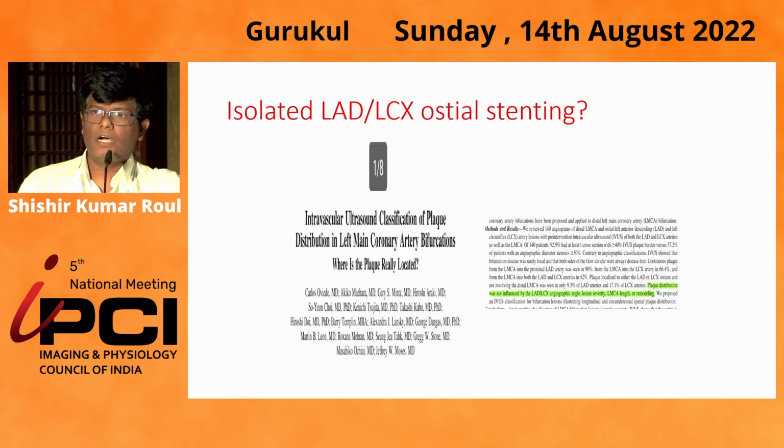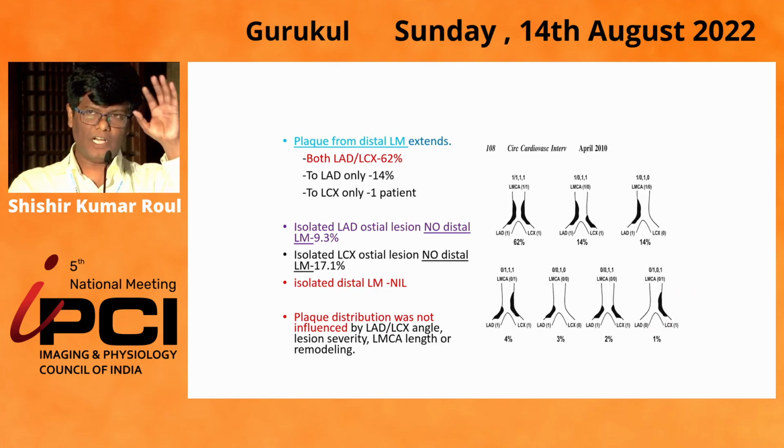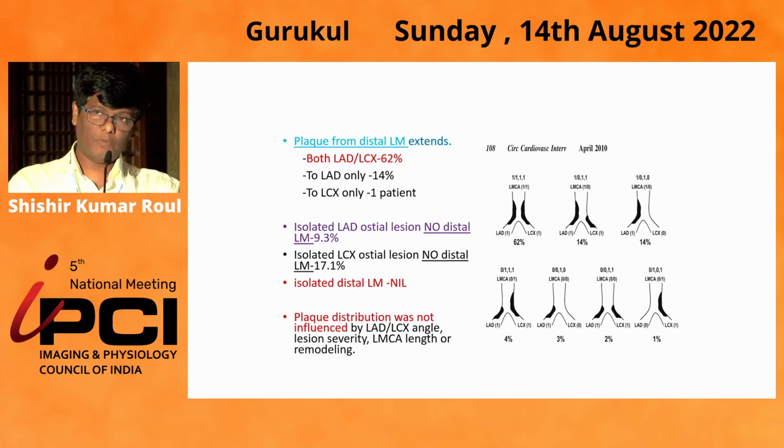Exactly, when putting an LAD stent in the ostium, what do the guidelines tell? What is the distribution of the plaque so far as IVUS is concerned? They found that the plaque from the distal left main extends to both LAD and circumflex in 62% of cases, only to LAD in 14% of cases, and only to circumflex in only 1%. I mean to say, whenever dealing with any ostial plaque, most often it goes to both.